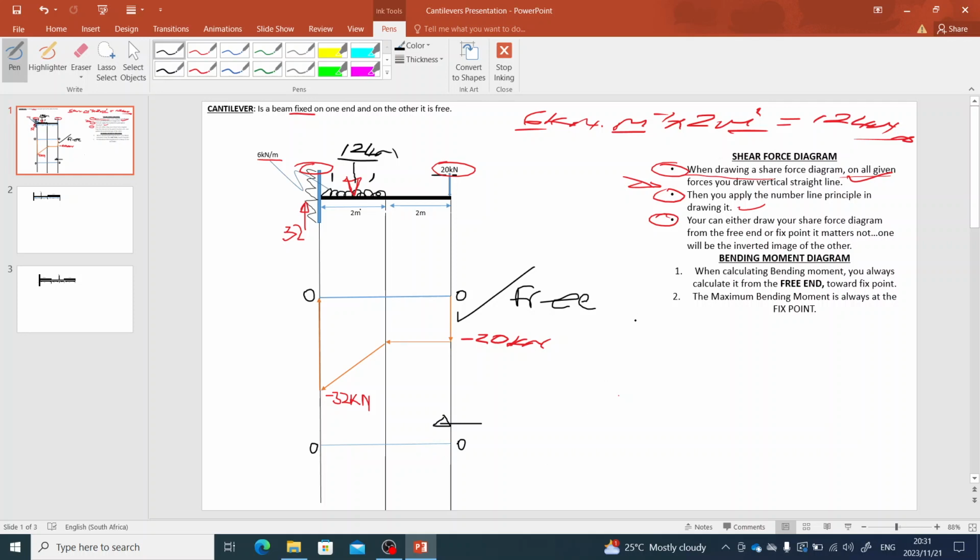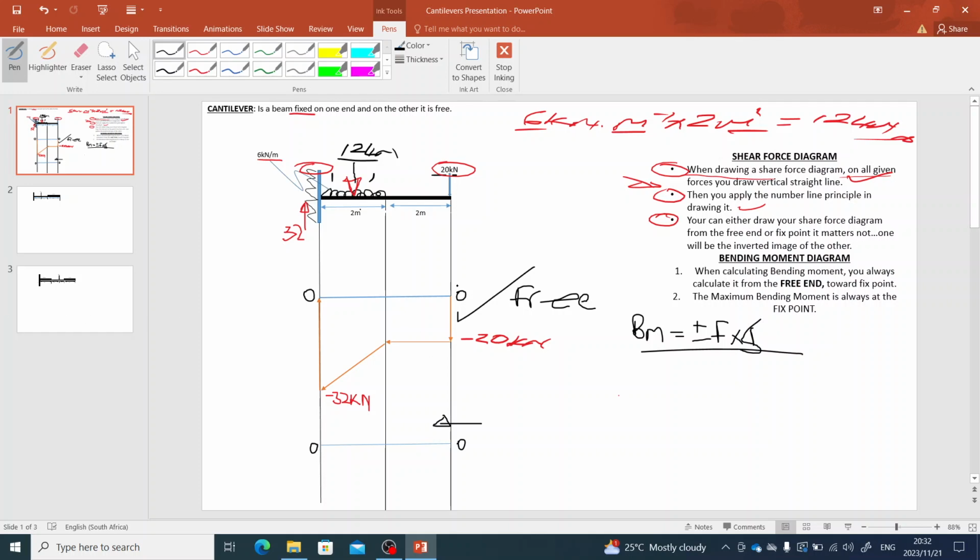Now, we know that when we calculate the bending moment, it is bending moment equals to plus or minus force multiplied by perpendicular distance. That's the formula. The plus or minus indicates the direction of the force. If it is going up, it's a positive force. If it's going down, it's a negative force.